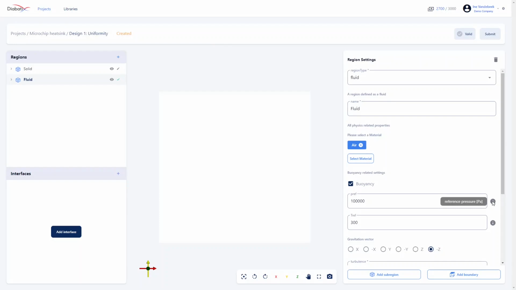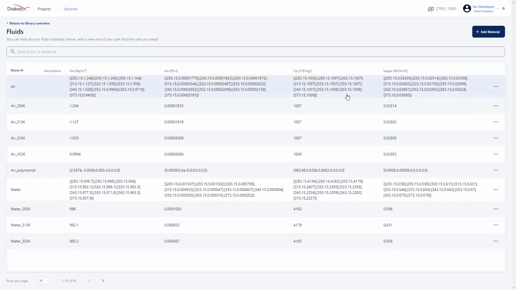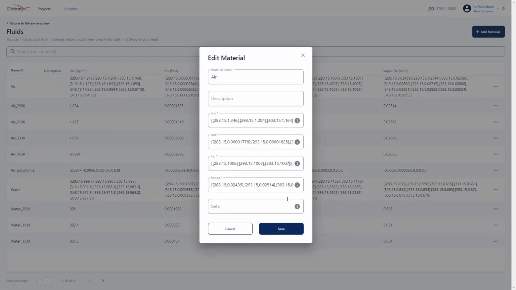If buoyancy is enabled, you should also check if the thermal expansion coefficient is specified for the chosen material. If this is not the case, beta should be specified in the material libraries.